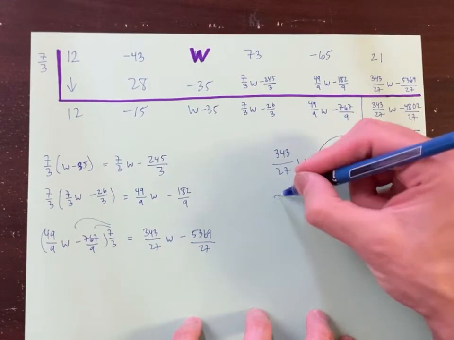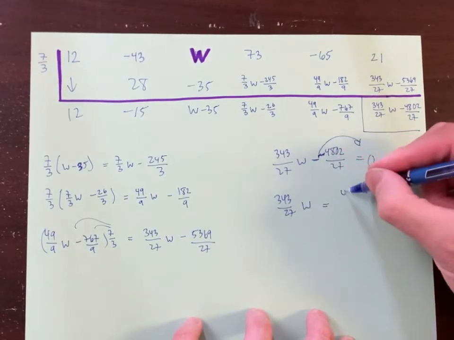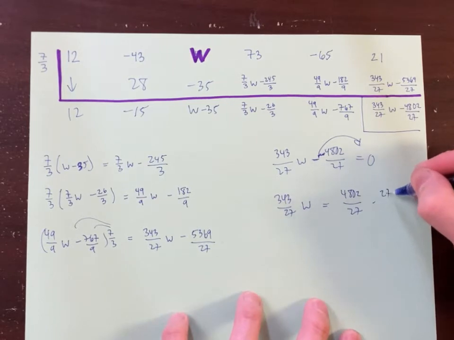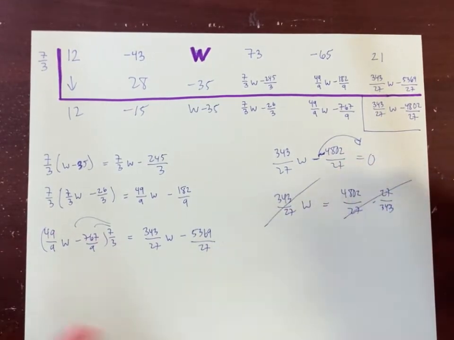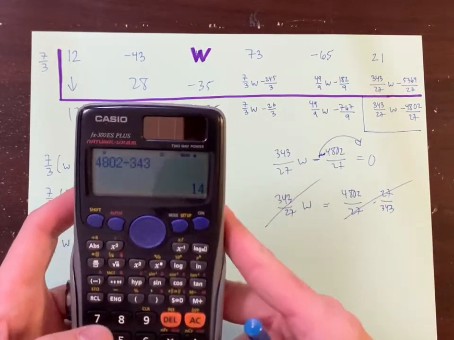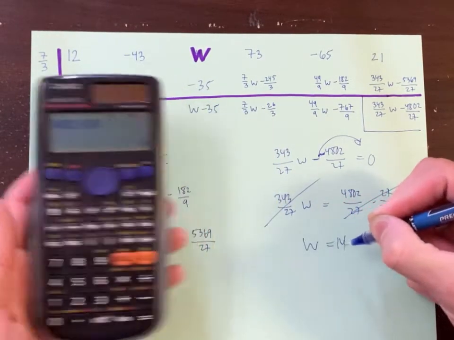Let me move this to this side so that it's 343 over 27 times W equals this number here. And then I can multiply by a reciprocal on both sides. A reciprocal would knock that out. The 27s knock out. And on a calculator, you'd see that this works out perfectly. Check that out. It says that W is equal to 14.